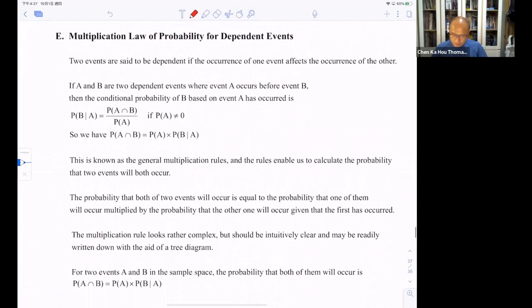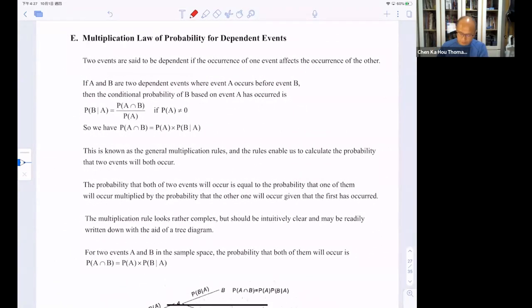Now, the multiplication law of dependent events. Two events are said to be dependent if the occurrence of one affects the occurrence of the other. If two events are dependent, where A occurs before B, we say it's B given A. So P(B given A) by definition is P(A and B) over P(A). This rule is called the general multiplication rule, and it can be represented using a tree diagram.